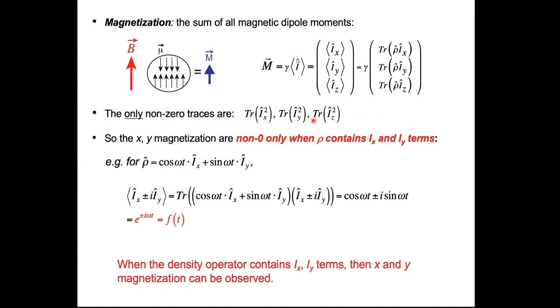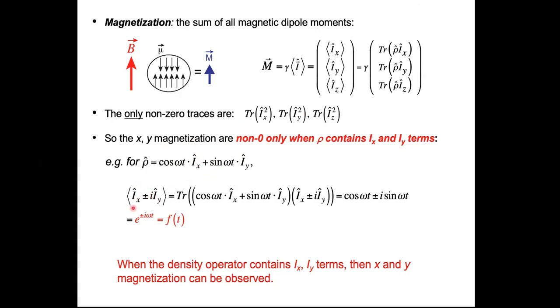So in order to have a non-zero trace, meaning a non-zero NMR signal at all, the XY magnetization is non-zero only when the density operator rho contains IX, IY terms. Let me just give you an example. Suppose my density operator under a certain condition looks like this. It's a cosine or sine modulated combination of IX and IY. These are the spin operators IX and IY, with these hat symbols to represent their operator quantities.